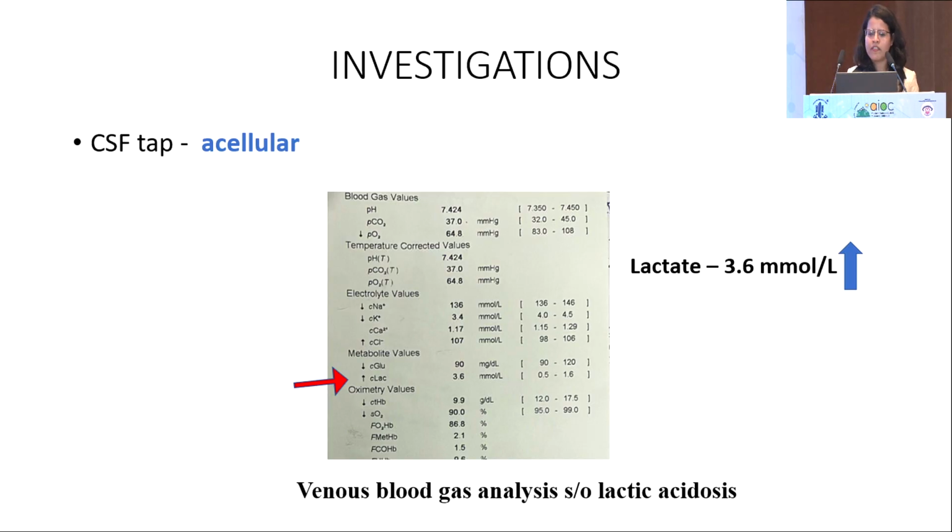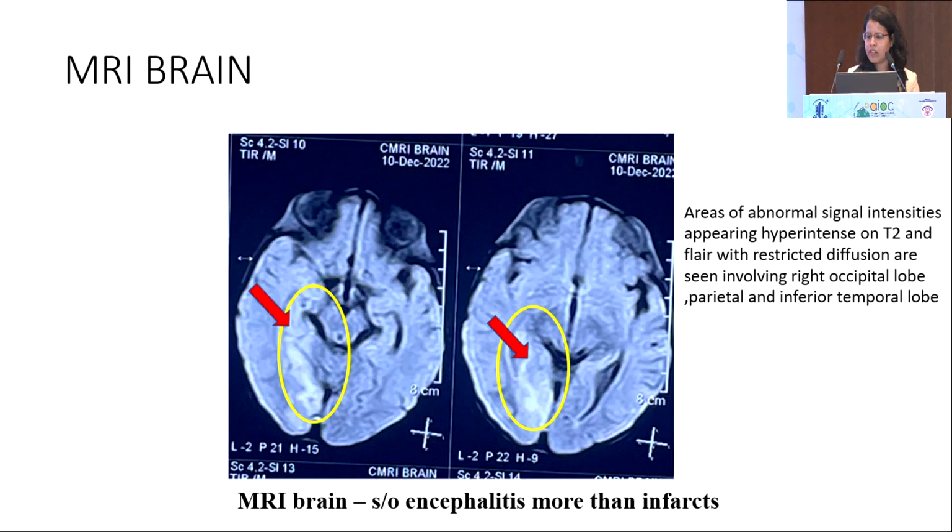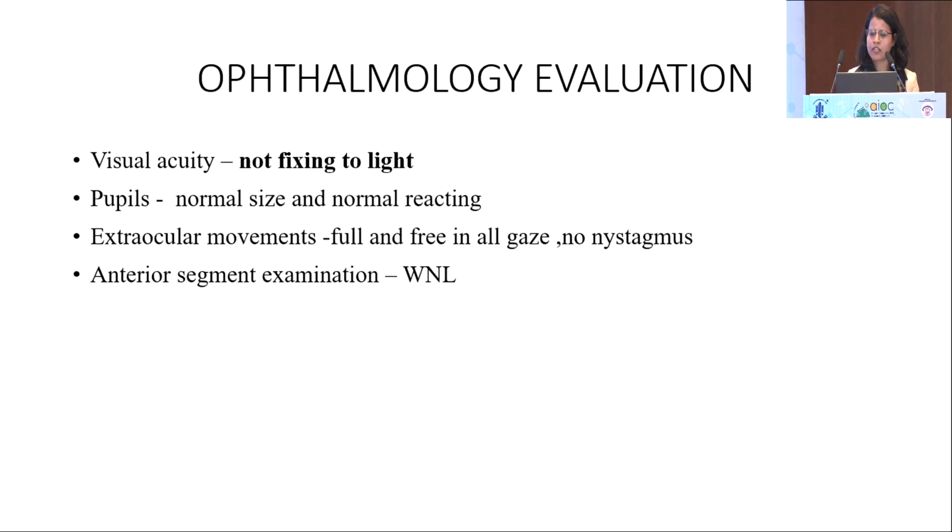Now moving toward the investigations, we did a CSF tap that was found to be acellular. In venous blood gas analysis, lactate was raised, suggestive of lactic acidosis. In the MRI brain, we found hyperintense lesions on T2 and FLAIR with restricted diffusion, suggestive of encephalitis more than infarct. On ophthalmologic evaluation, the child was not fixing to light, pupils were normal, extraocular movements were full, and anterior segment examination was within normal limits.